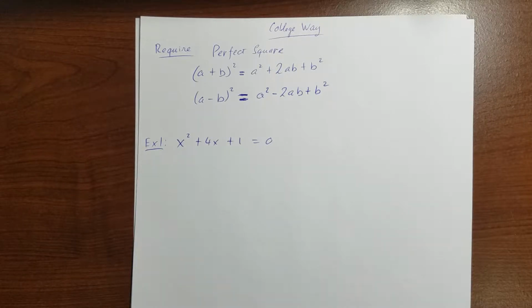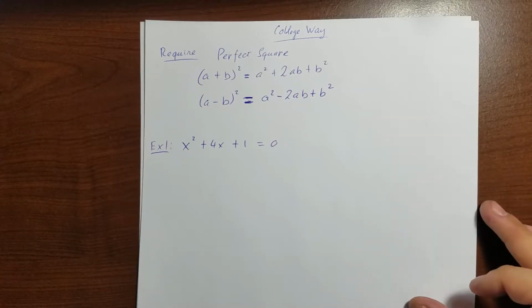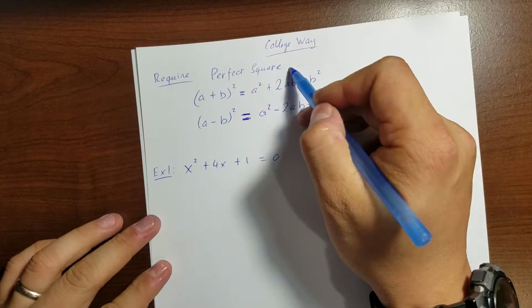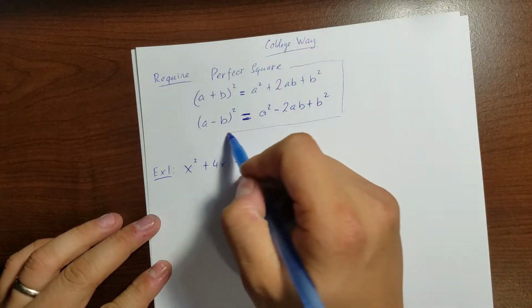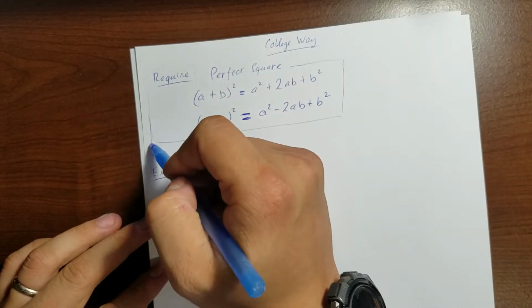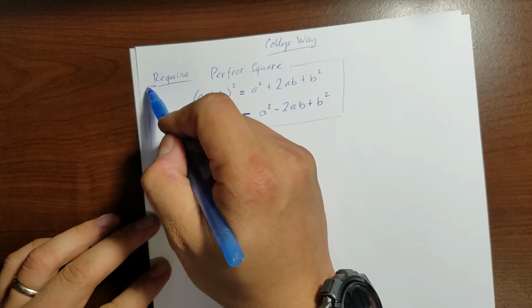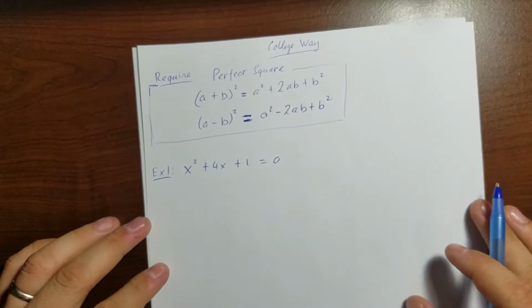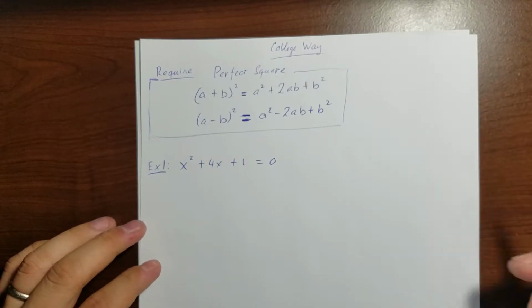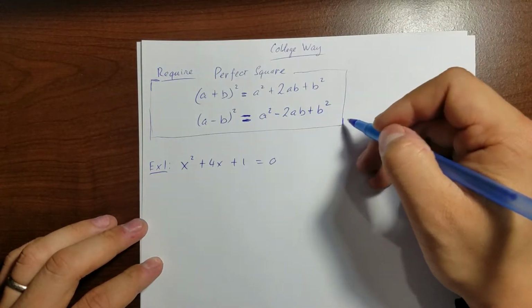This is the video for the perfect square. The purpose of this is to prepare you for the CIA test coming up this Friday, I believe the 29th. I don't keep track of time on that one. Again, this is the college way to find the perfect square, and I guarantee you this: you will see this again in Math 3.